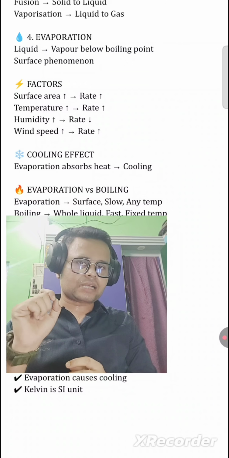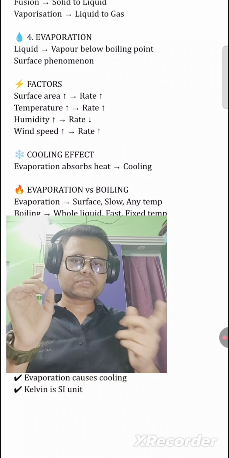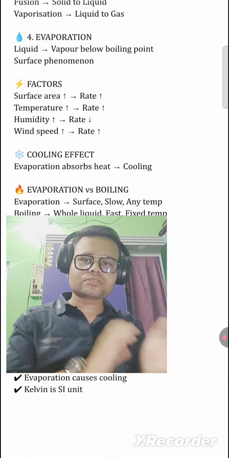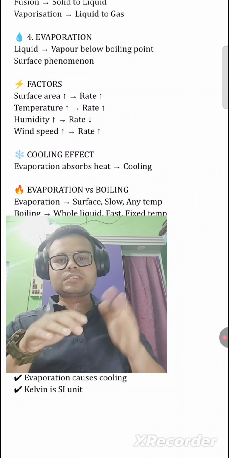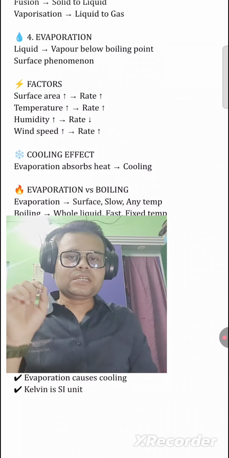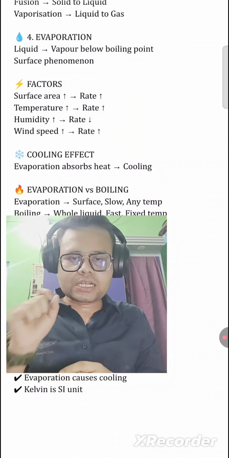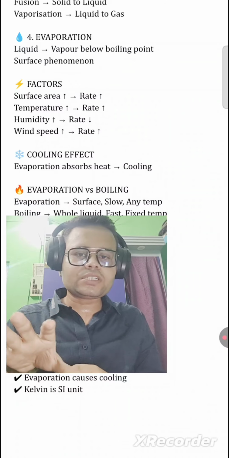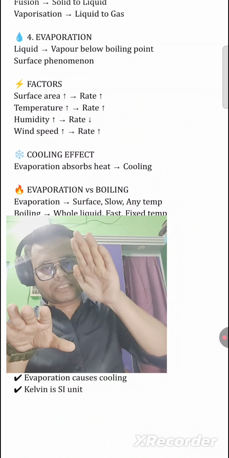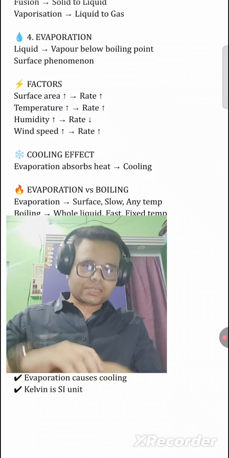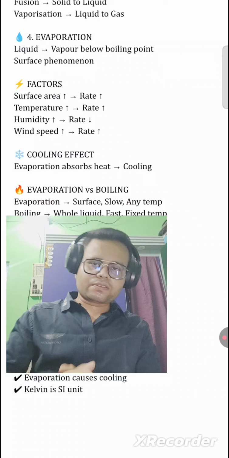So we can say that when surface area increases, the rate increases; when temperature increases, the rate increases; when wind speed increases, the rate increases. Only one exception: when the humidity increases, the rate decreases. All the other factors behave the same way.